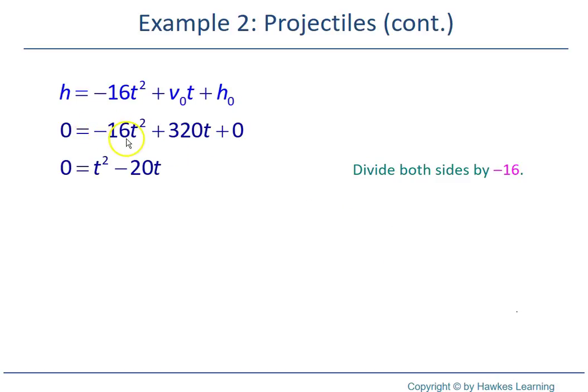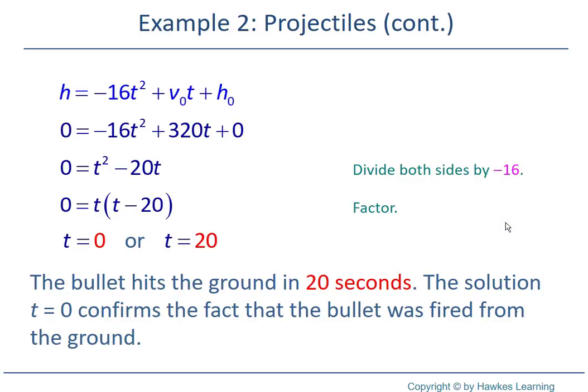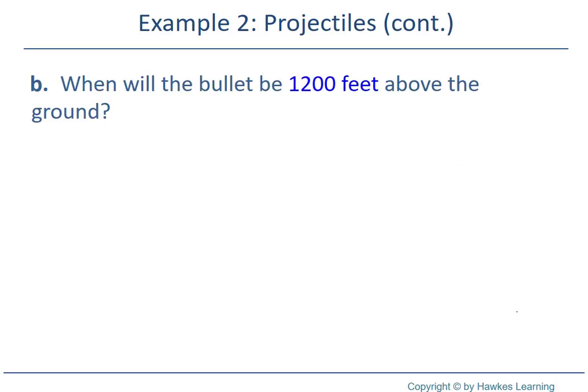So they're dividing through everything by a negative 16. They're not showing you that. Oh yeah, over here they're saying it. All right. Factor that. And again, this one's easy to factor. And there's the answer. Now, there's a second part to this, because they want to know, when will the bullet be 1,200 feet above the ground?